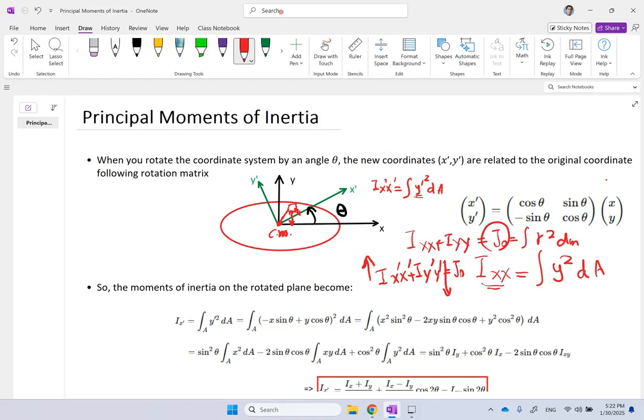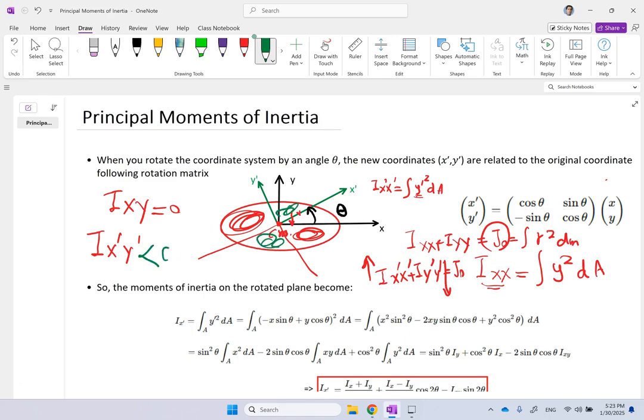And what happens to the product term? While here for the xy frame, Ixy is equal to 0, why? Because the shape, this ellipse, is symmetric with respect to x and y. But if you look at the x prime, y prime, clearly you see that it's not 0, because with respect to the x prime, y prime frame, the shape is not symmetric. You see that with respect to x prime, y prime, it has more area in the second and the fourth quadrant rather than the first one and the third one, right? So this is the first one, this is the third one, and clearly you can see that in this case it has to be negative.